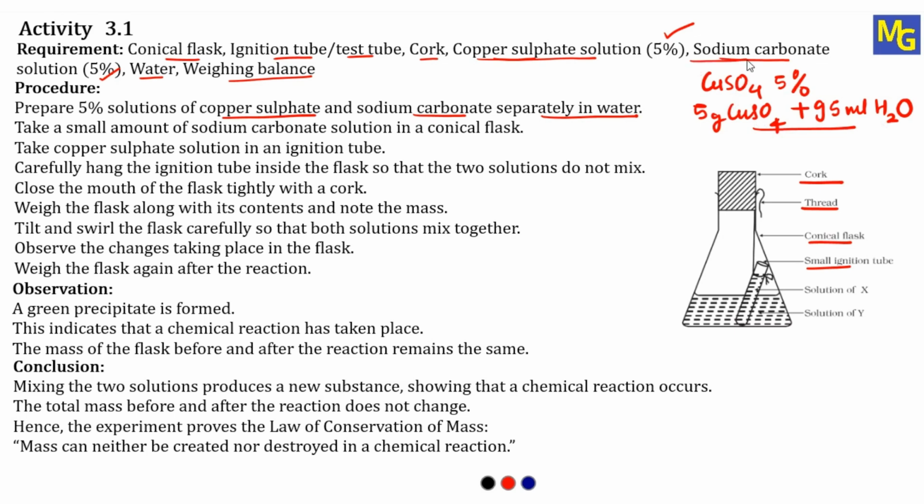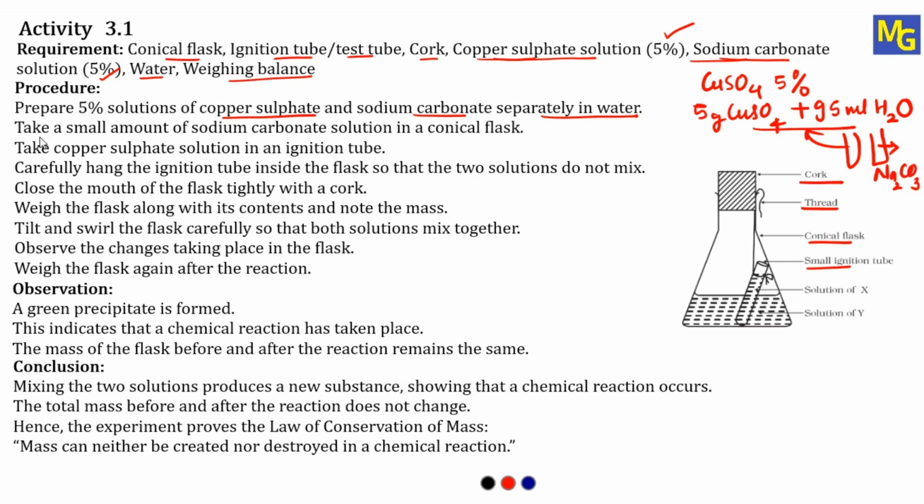In the same way, sodium carbonate also we have to take 5 gram and dissolve it in 95 ml of water, it will become 5% sodium carbonate. And these solutions we have to prepare separately in two test tubes. So imagine this is copper sulfate and then this should be sodium carbonate, that is Na2CO3, sodium carbonate.